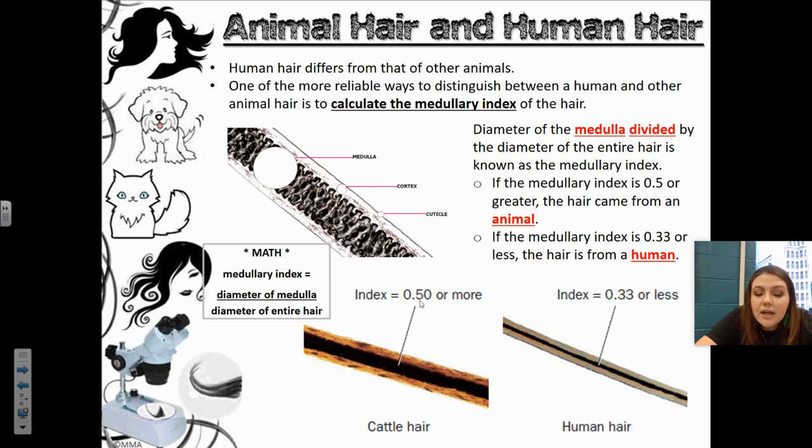Now, when you do that, if it's 0.5 or more, when you take this number divided by this number and it equals 0.5 or more, it's an animal hair. If it's 0.33 or less, it's a human hair. Now, I know there's a gap of 0.33 to 0.5. It's kind of hit or miss at that point. You're kind of like, well, it could be an animal, it could be a human. It's just kind of weird. Generally, it's going to be under 0.33 or above 0.5.